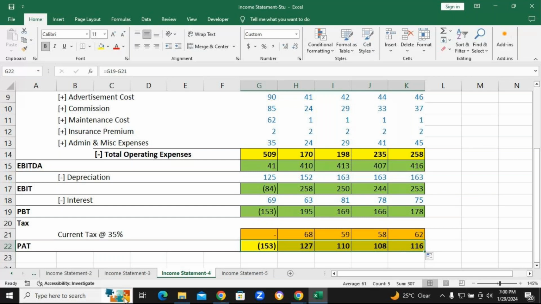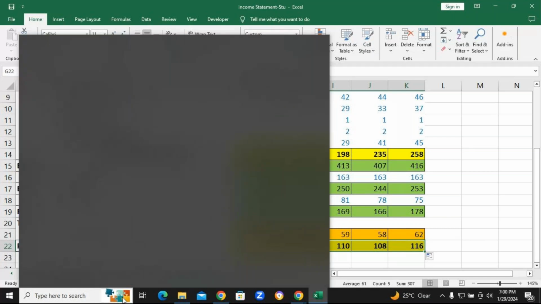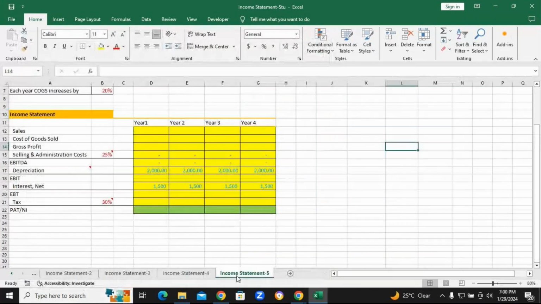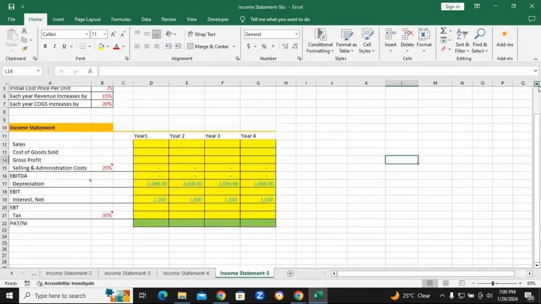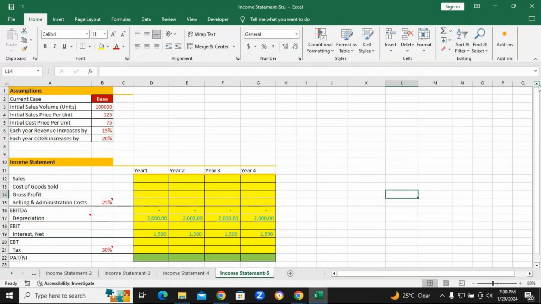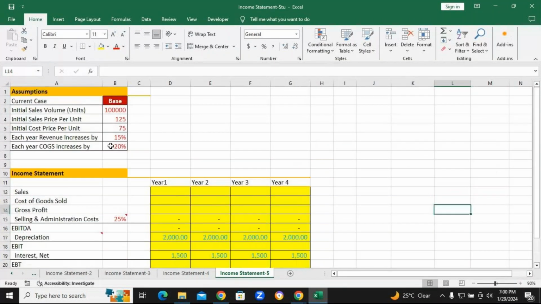Hope you were able to do this. So let's move on to income statement 5. Here they have given the assumptions, the current case and the base values, and what is required.